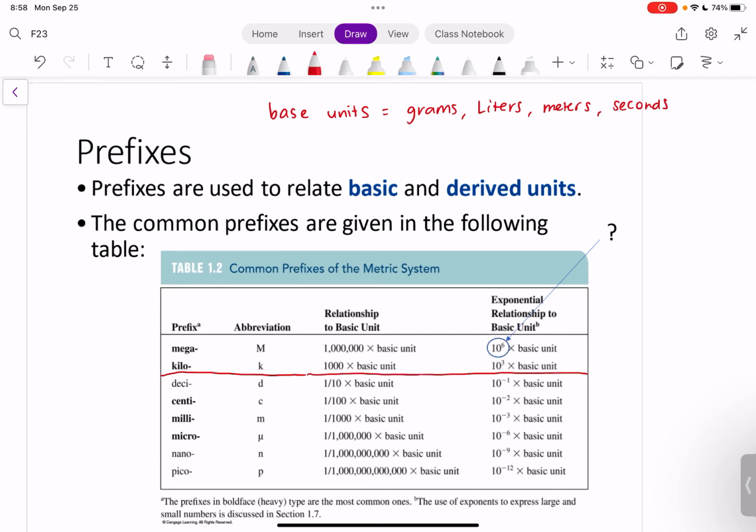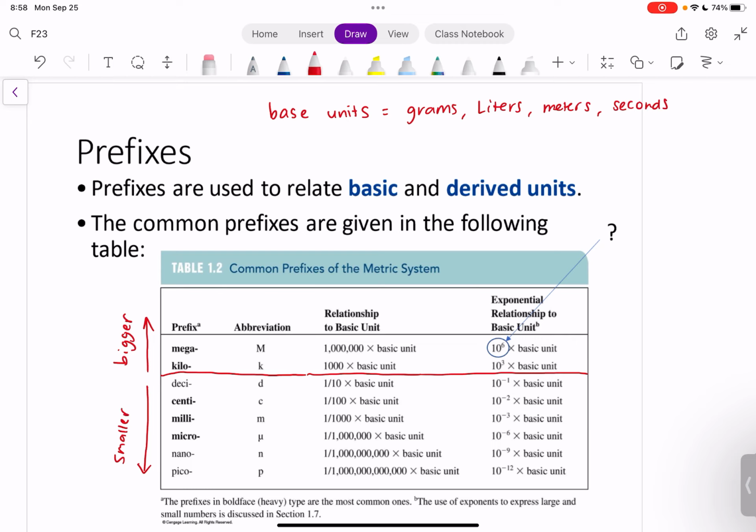I like to separate the prefixes that increase the size of my base unit and the prefixes that decrease the size of my base unit. So what do I mean by that? If we go up this way on this chart, we are getting bigger than our base unit. Those are bigger units. So kilograms are larger than grams. And then as we go down this way, from deci down to pico, we're getting smaller than our base unit.